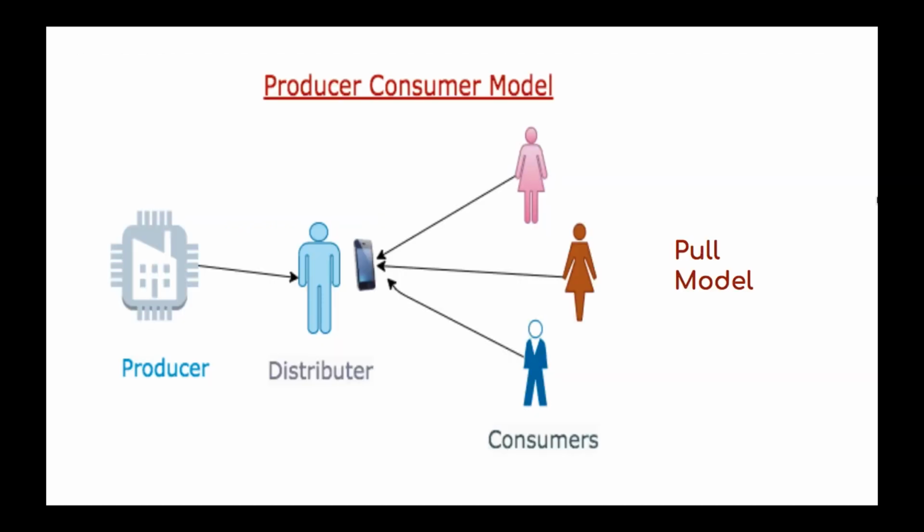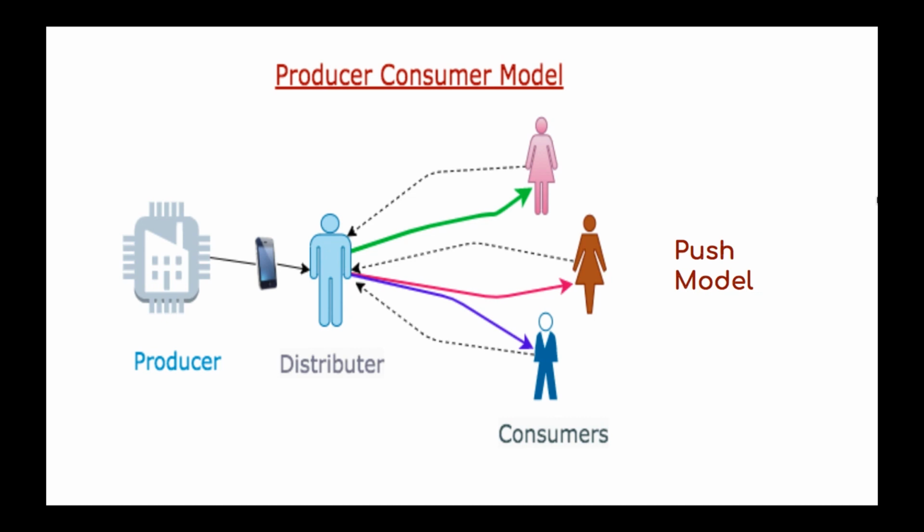In our first use case, it's a pull model where consumers are willing to buy a phone and they go to the shop and buy the iPhone. In the next use case where we need to get the subscription, it's kind of a push model where the distributor notifies us when iPhones are available, so we can consume it.